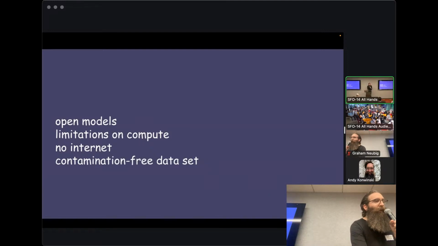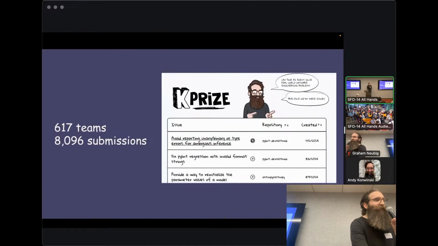And it's a contamination-free data set. Eventually, when we get to the actual results in a few more months, that alone should make it much harder. We don't know how much harder. Maybe much, much harder, maybe a little bit harder. It would be shocking if it didn't make it at all harder. So, some results: 617 teams made at least one submission, 8,000-some submissions total.